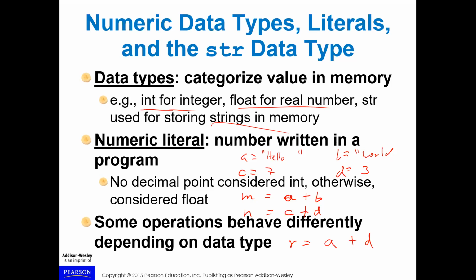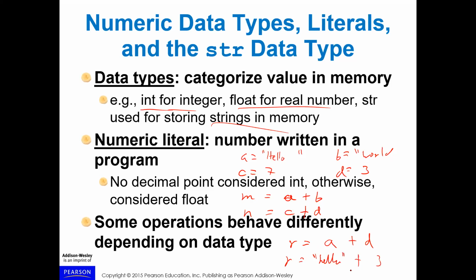Yeah. In the previous one, A plus B, they're both strings. Okay, concatenate them together, you end up with hello world in M. For N, you do C plus D. And that's just 7 plus 3. Okay, the 2 integers, no problem. I'm going to add them. 10.